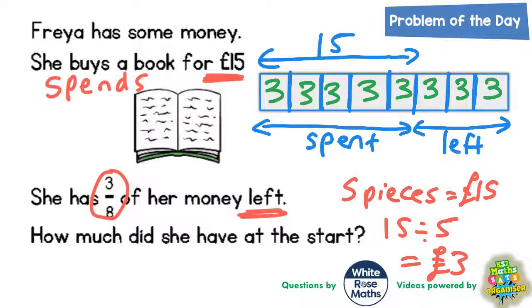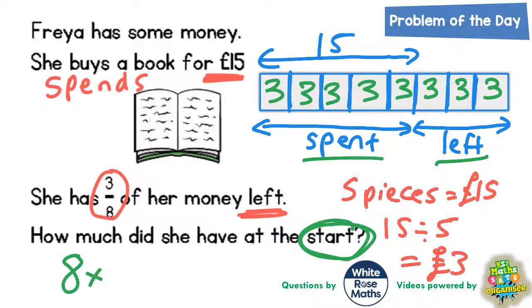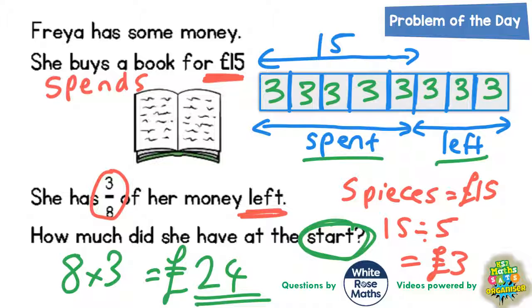Now, how much money did she have at the start? That is basically the whole bar, because she started with the money that she had left and also the money that she spent, because she hadn't spent it yet because it was at the start. So spent plus left would be the whole thing. So the whole bar has got 8 sections in it, so that's 8 lots of 3, which is £24. So the final answer, she must have had £24 at the start before she spent anything.